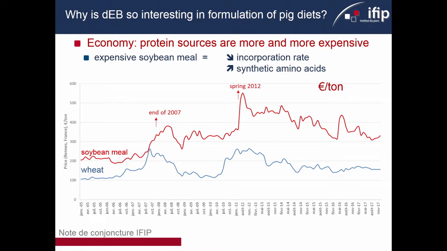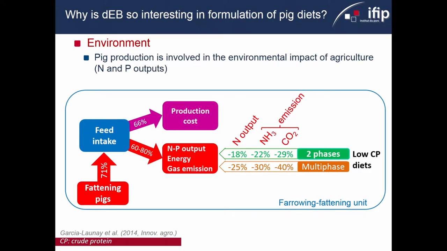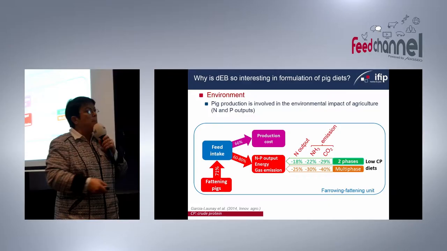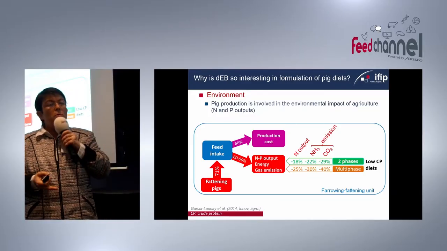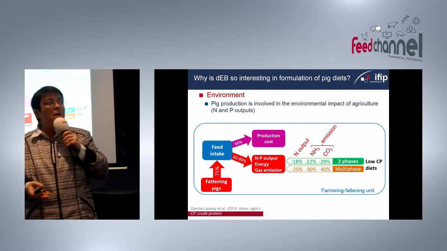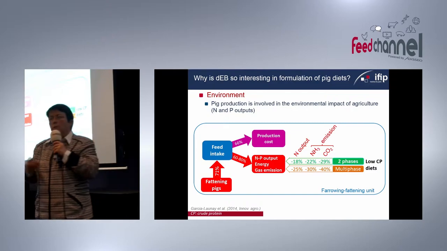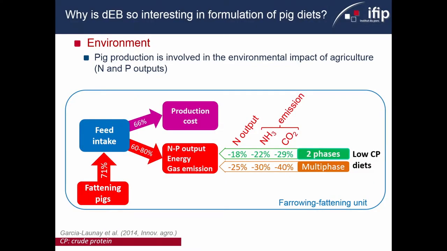So we have to face these changes in feedstuff price. We also have to consider the constraints from the demand of society, especially for a reduced impact of pig production on the environment. If you consider that fattening pigs, in a farrowing-fattening unit for example, contribute 70% of the feed intake, and more than 60% of the outputs such as nitrogen, phosphorus and gas emissions, we can see that we have to make a lot of effort to reduce the environmental impact through better diets.